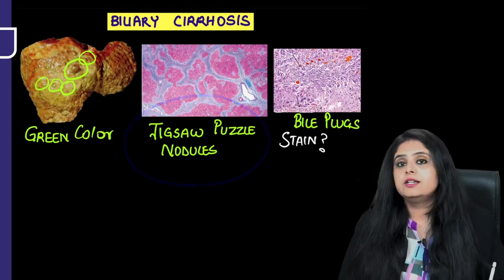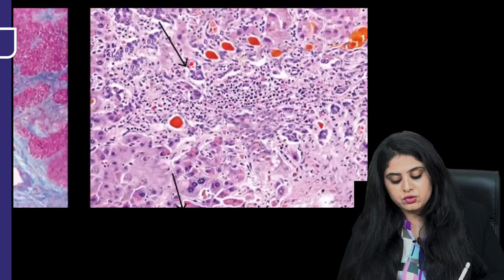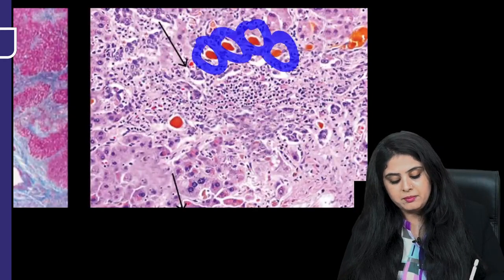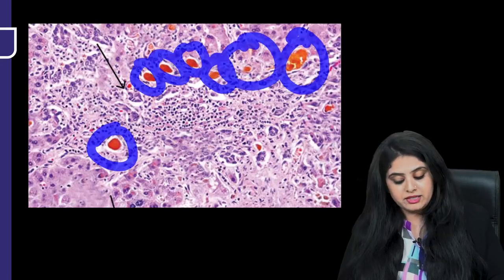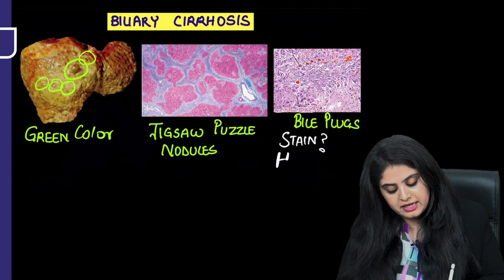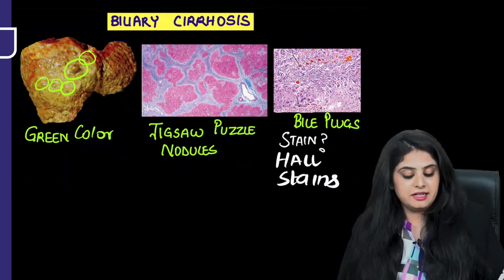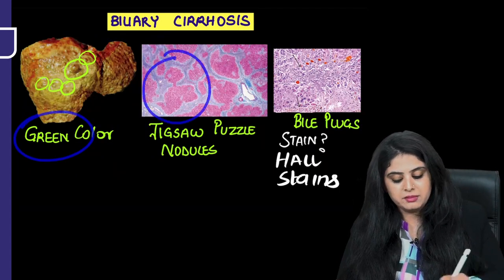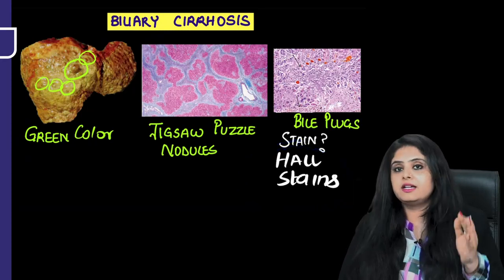It shows you the jigsaw puzzle nodule, and because it has so much bile, it's going to show you lots and lots of bile plugs. Golden color, lots and lots of bile, it will show you, and they will ask you what the stain for bile is. It is the Hall stain for bile that you have to know. So repeating, if there's biliary cirrhosis, related to the bile duct, the color will be green, there will be a jigsaw puzzle pattern, and lots of bile which is stained with the Hall stain. This is one type of cirrhosis.